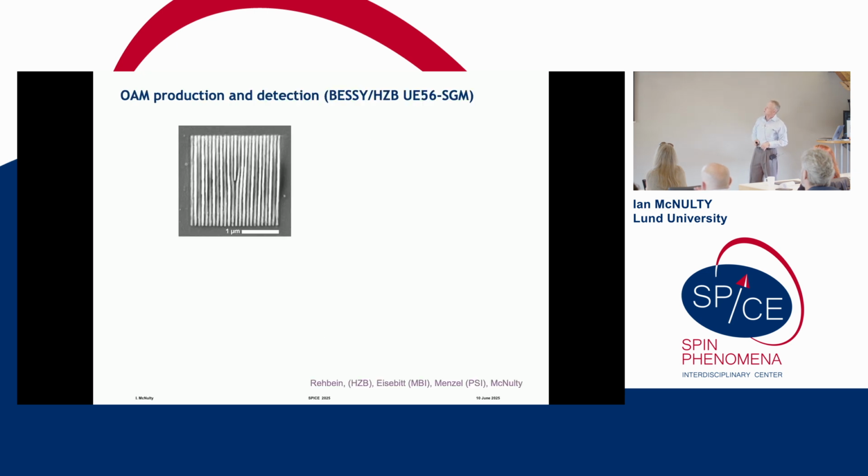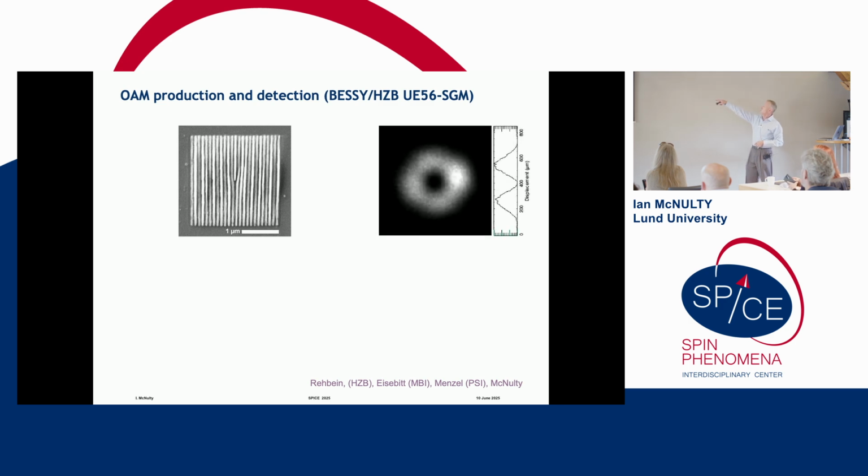So the structure looked like this. It's a couple microns square, made in nickel. This is a scanning electron micrograph. This is a so-called vortex or optical donut intensity pattern.